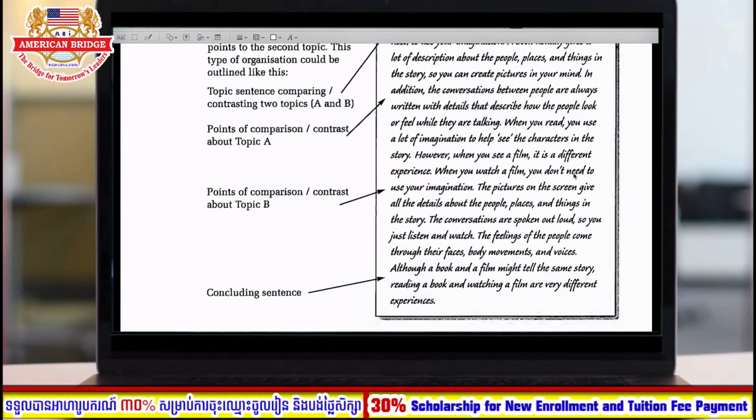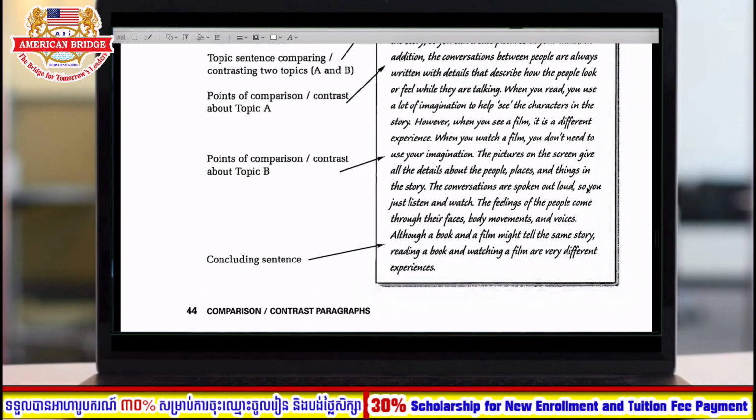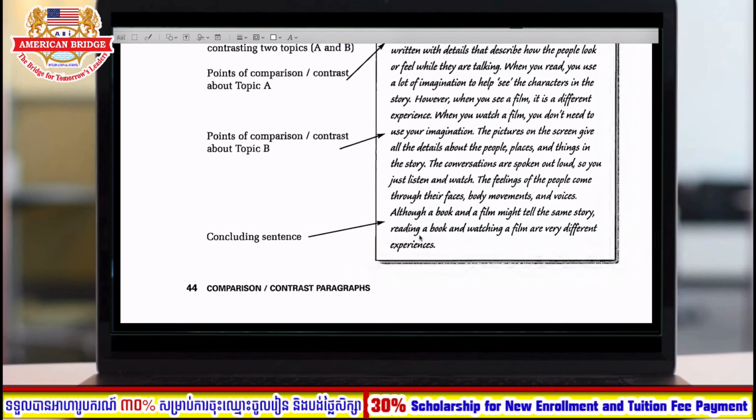When you watch a film, you don't need to use your imagination. The picture on the screen gives all the detail about the people, places, and things in the story. The conversation is spoken out loud, so you just listen and watch. The feelings of the people come through their faces, body movements, and voice. Although a book and a film might tell the same story, reading a book and watching a film are very different experiences. See? So in the block organization, they try to keep the information as a block.